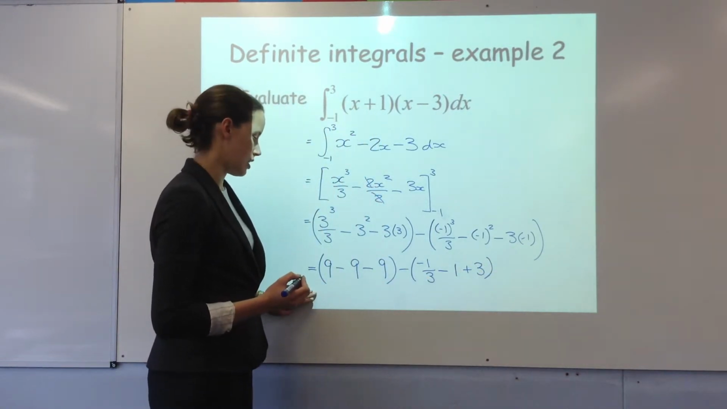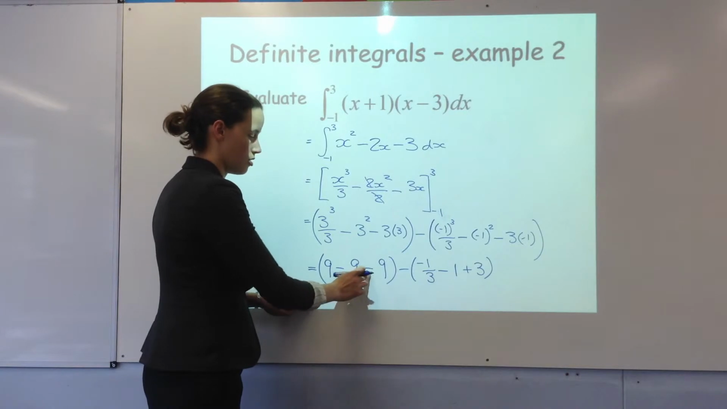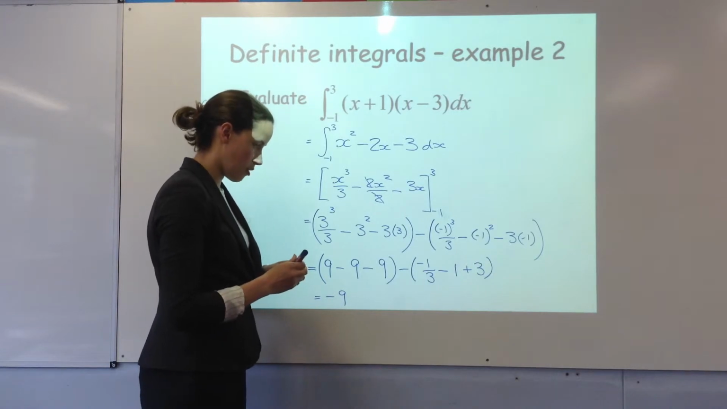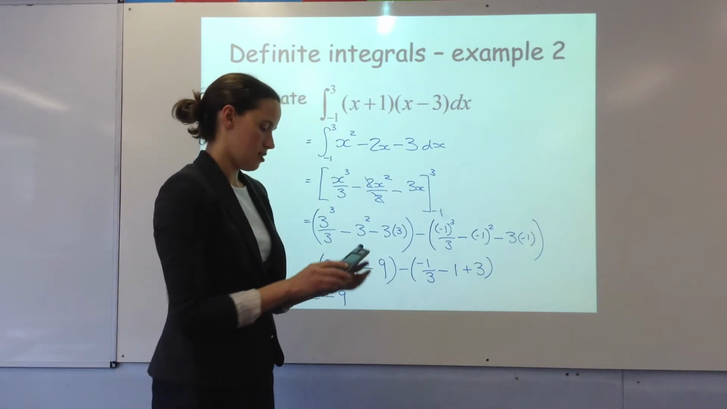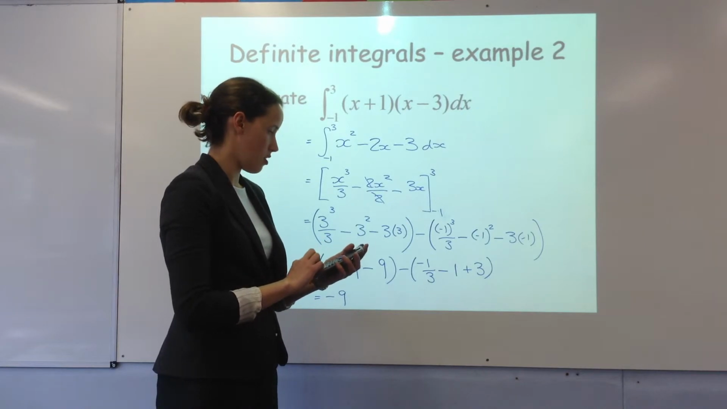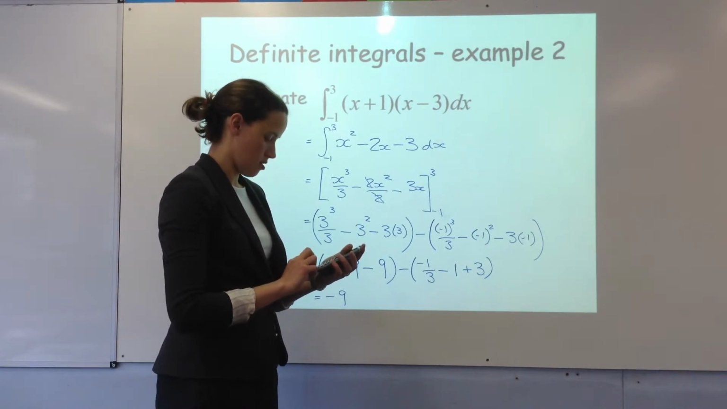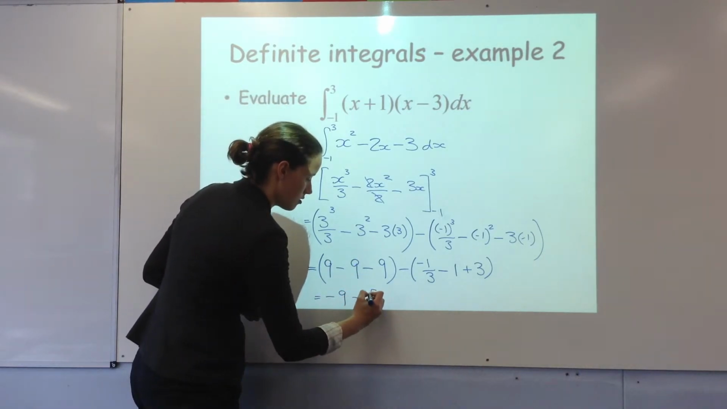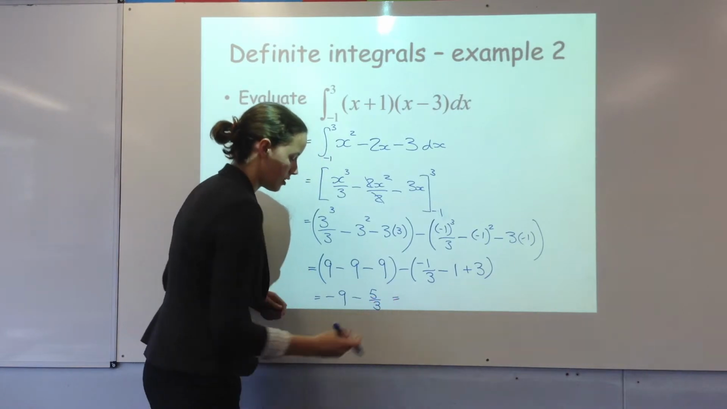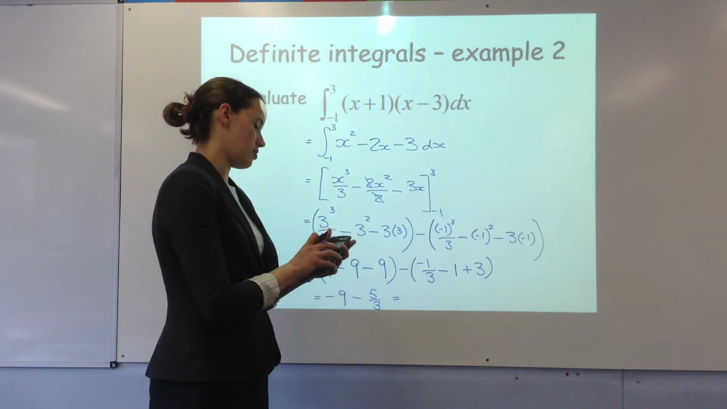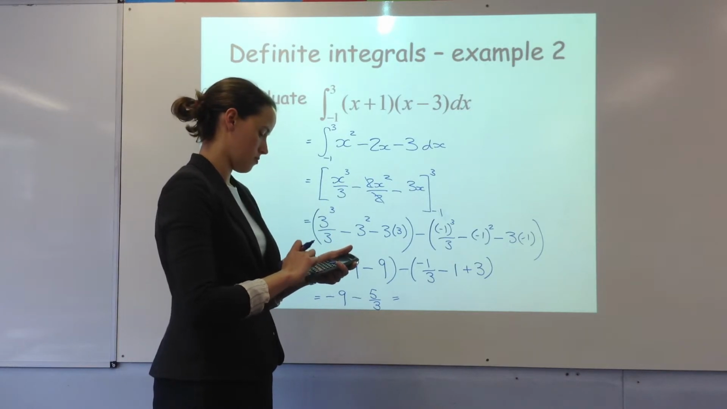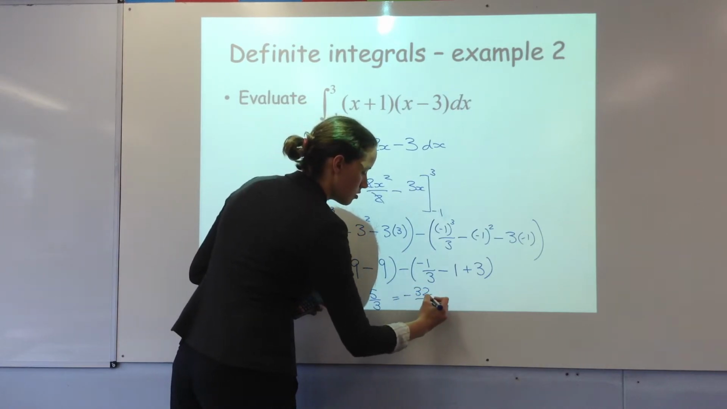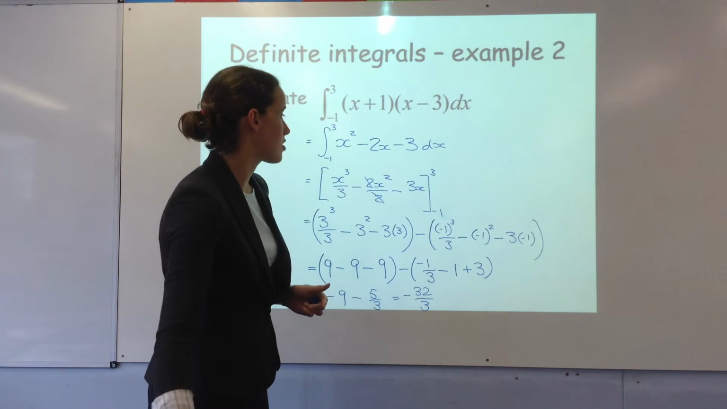I might even simplify this just a little bit further. 9 minus 9 is 0. Minus the 9, we're just going to have minus 9 from the first bracket. The second bracket, I'm going to be lazy. Minus the third, minus 1, plus 3, and it gives us 5 over 3. So I'm minusing from that 5 over 3. So our final answer then is negative 9 minus 5 over 3, which gives us negative 32 over 3. And I'm just going to leave it as a top-heavy fraction.